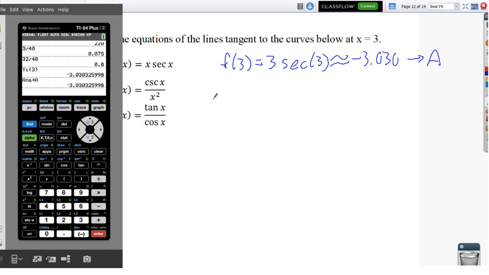Next thing that I have to do, I need to find out what is the derivative of the function evaluated at x equals 3. Well, I don't really feel like digging out what the derivative of secant of x is. And I don't really feel like finding the derivative using the product rule here. So you know what I'm going to do? I'm going to cheat. This is legal cheating, by the way.